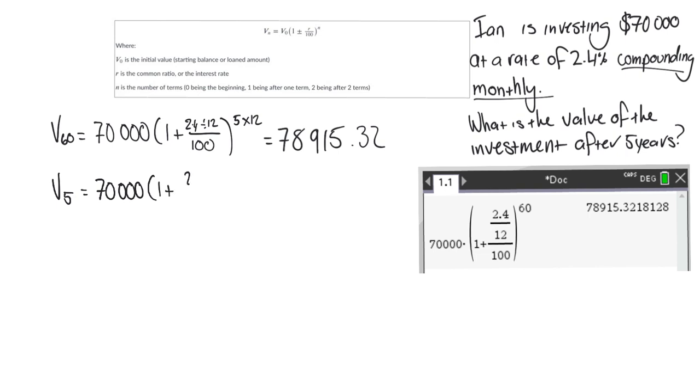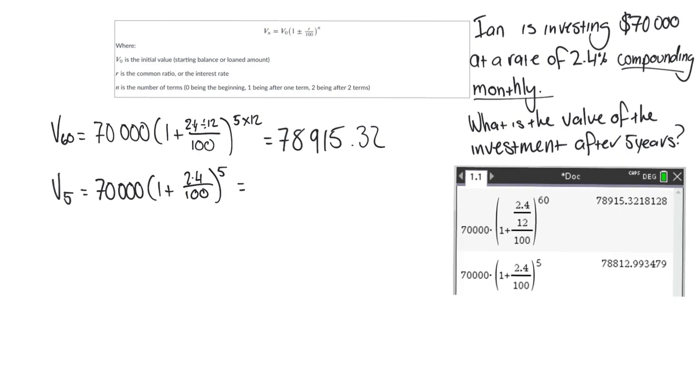1 plus 2.4%, like what we've been doing previously, to the power of 5. So what it means is interest is only going to be calculated 5 times, once for each year, not 12 times in every year. Let's see what happens this time. Okay, so this time, if it's compounding yearly, so 5 times, once for every year, we get a different amount. This time, Ian would earn $78,812.99. So we can see it's actually a bit less.